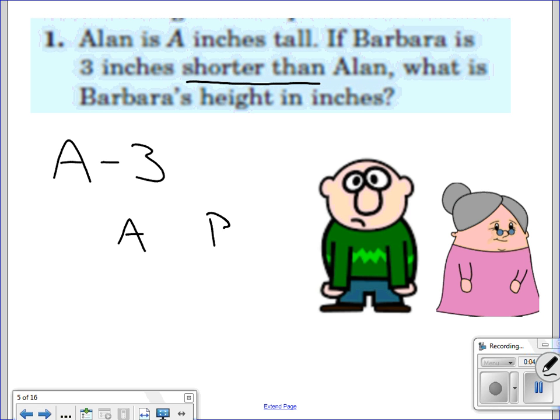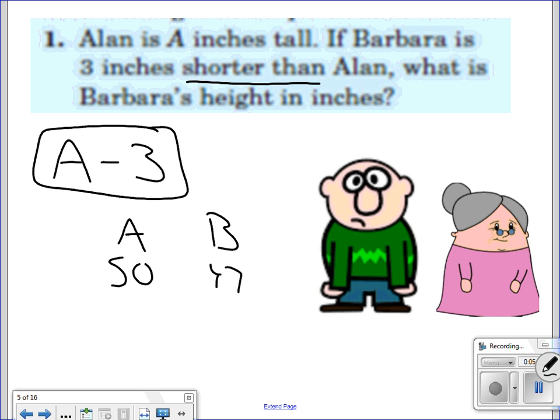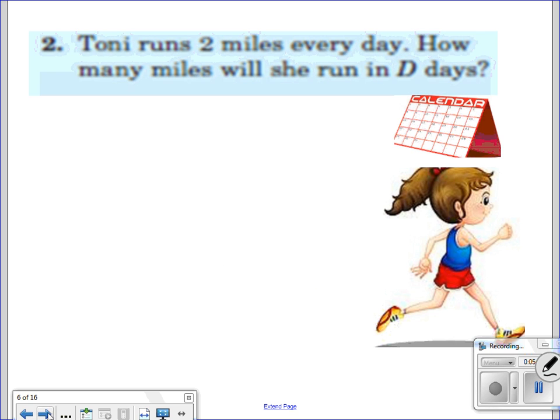We have Alan, we have Barbara. If Alan is 50 inches, Barbara must be 47. These algebraic expressions, think of them as rules, kind of like those tables in our math boxes. If Alan is 60 inches, Barbara is 57. All right, another example here.